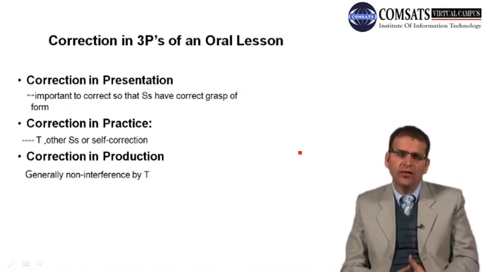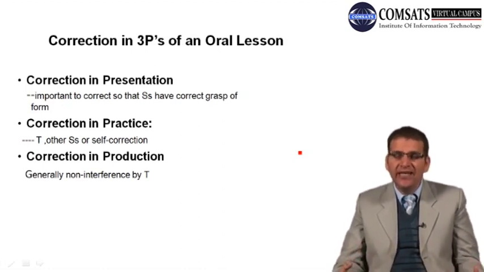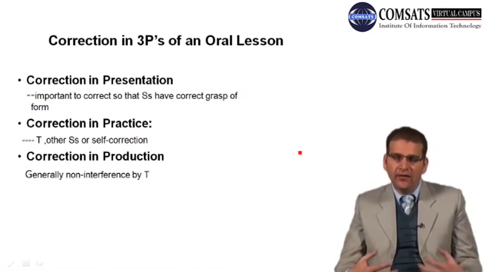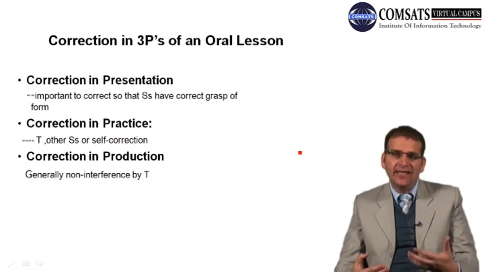And the last, of course, we call it the production stage, generally non-interference by the teacher. Here correction is believed to be minimal, because it's a production stage, and a teacher tries to stay to the side, and he lets students experiment, he lets students produce, and he tries to create an environment for the students so that they can practice things independently, right? So this is a stage where the students are not intervened with much.